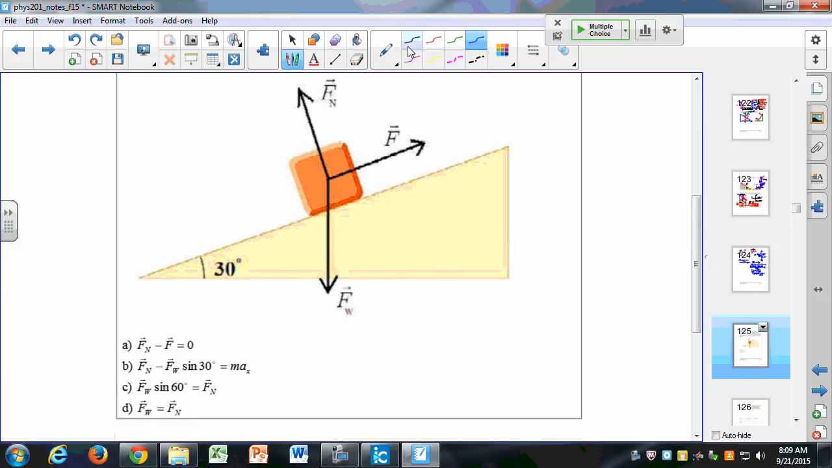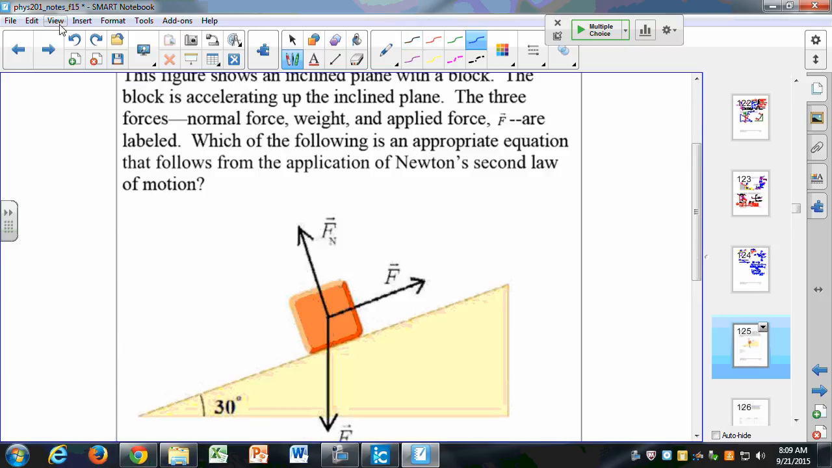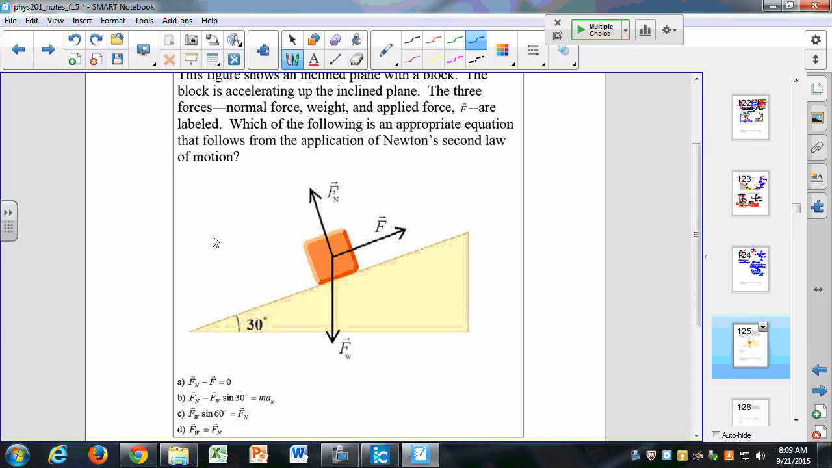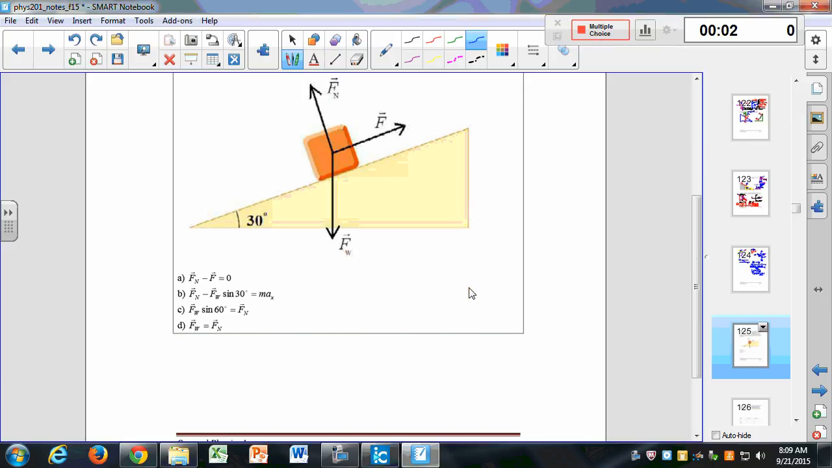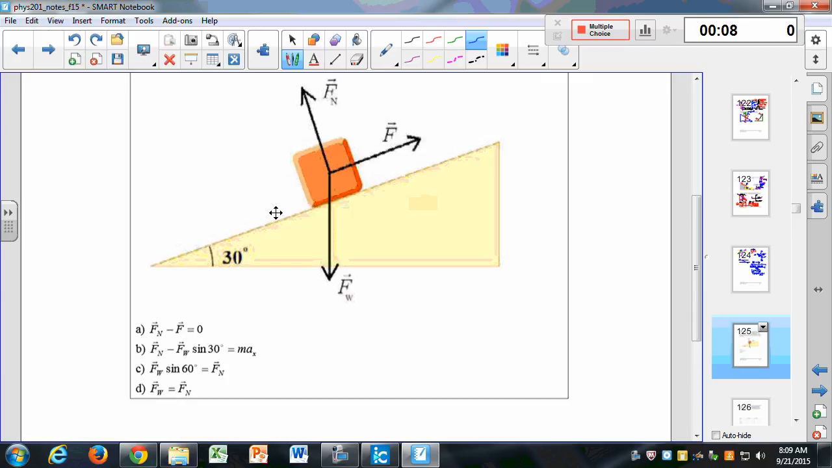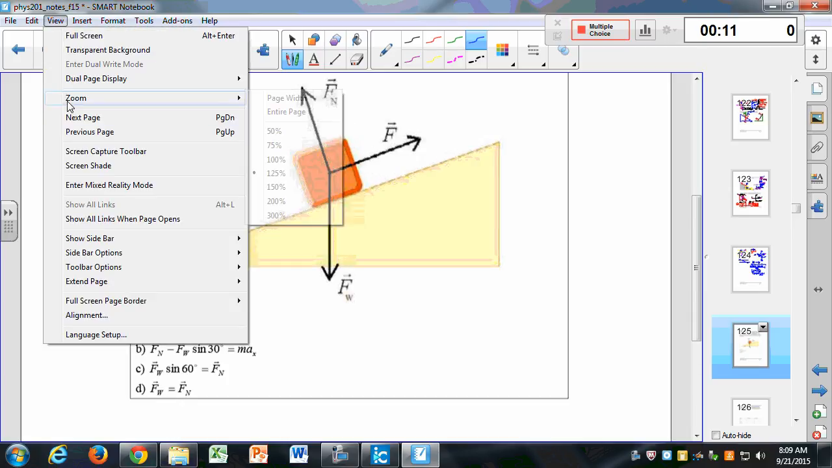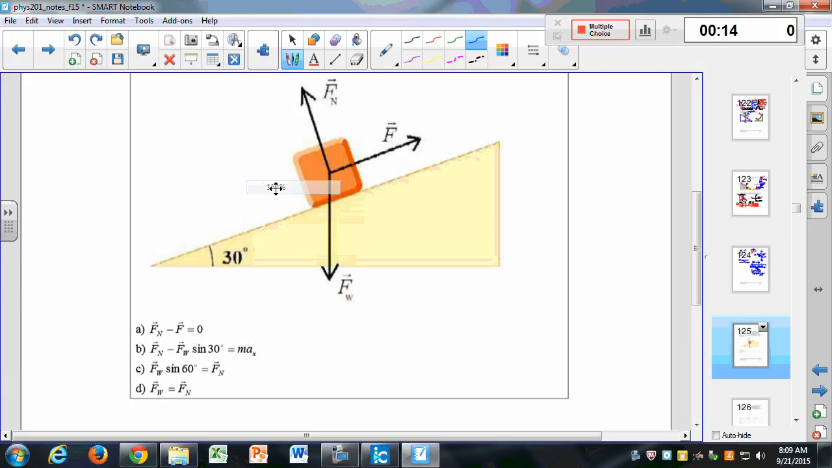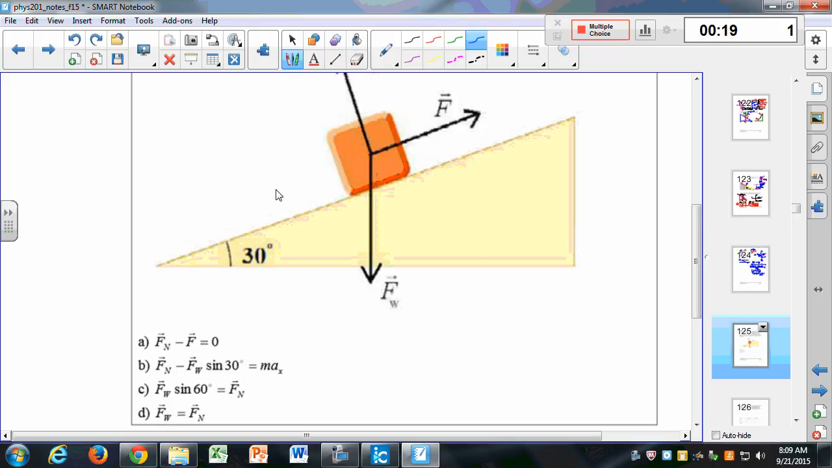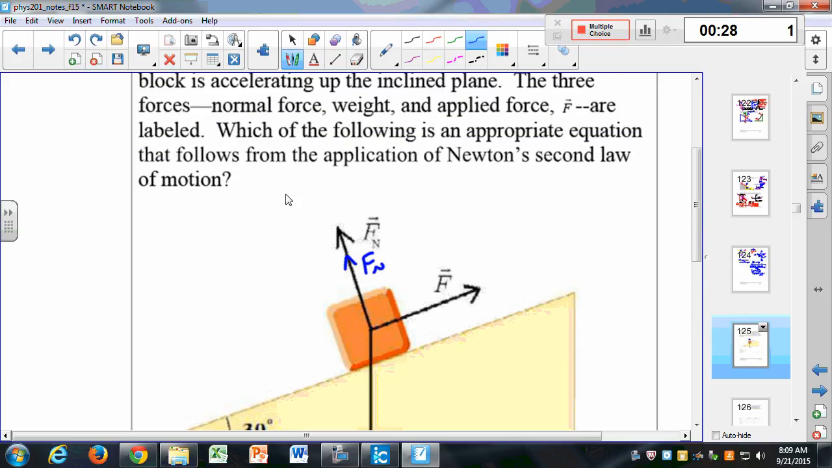All right, let's try this quick test. In this case, I'm going to zoom in. You don't really need the instructions. Here I give you three forces that are acting on an object. Your normal force is right here. And I want you to tell me which of these equations is correct.